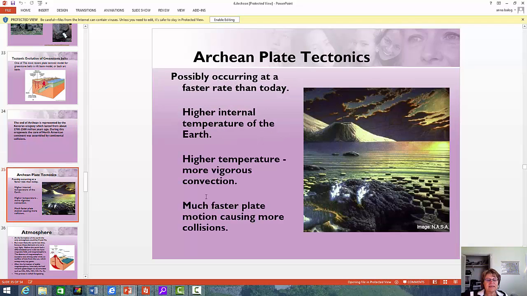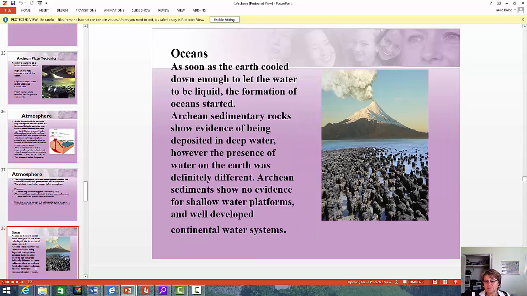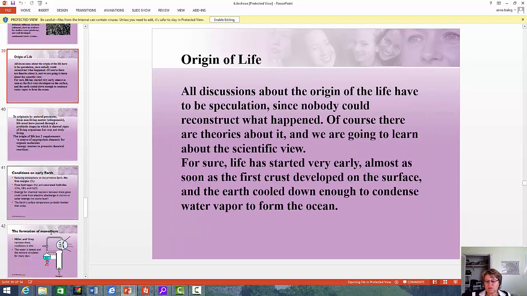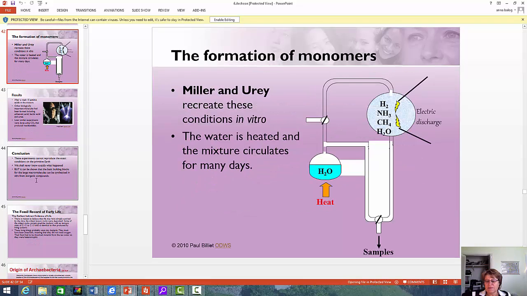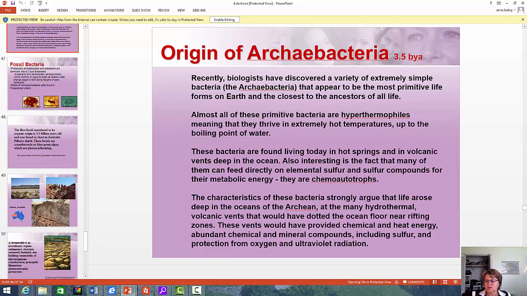The Archaean plate tectonics, this slide is important that it was faster than it is today because most likely we had higher internal temperature. What kind of atmosphere? This here is very important, the outgassing, and this was the original atmosphere. This is very important. The fact that we had no oxygen, and how do we have the proof for that? That's important. Origin of life, just know a little bit about it. I mean, I won't really ask that much about it, but just a little bit know about it. So that's that.